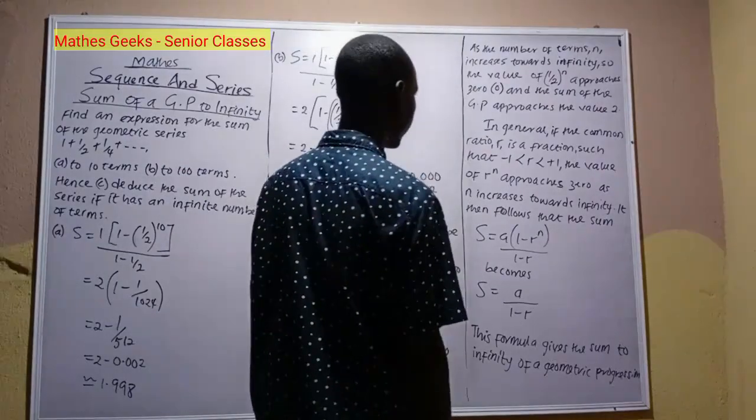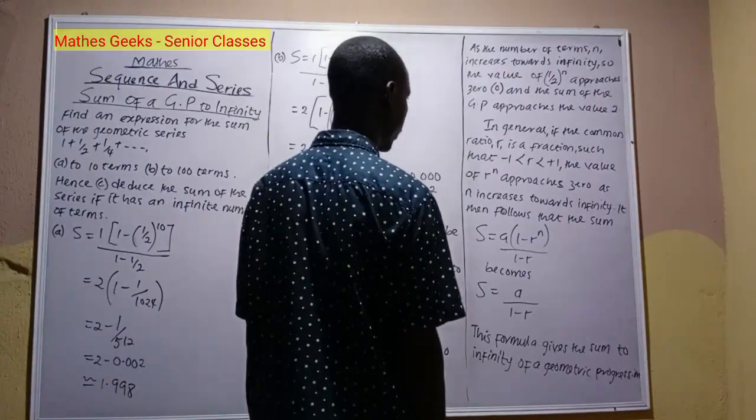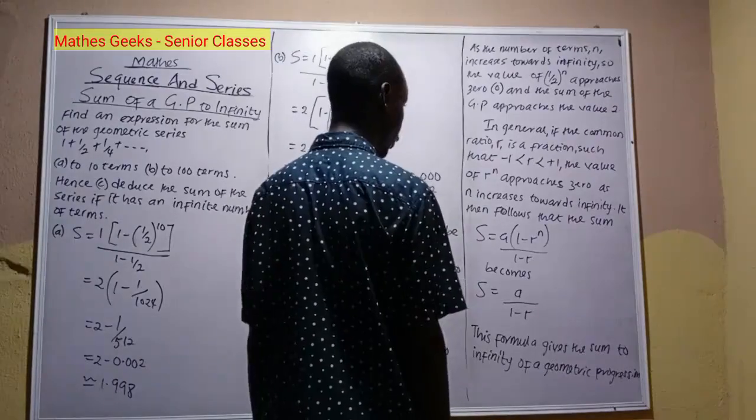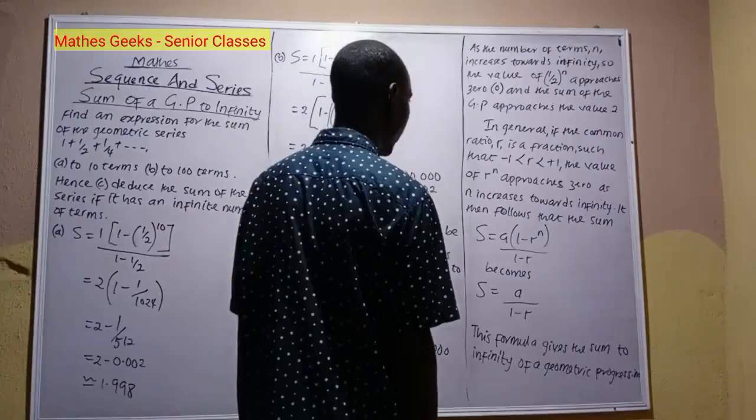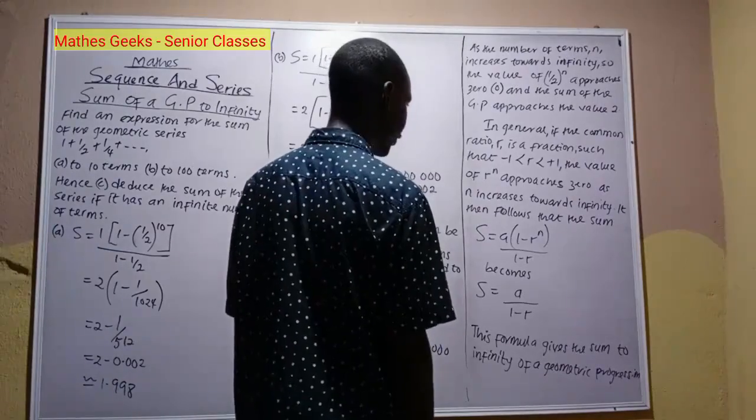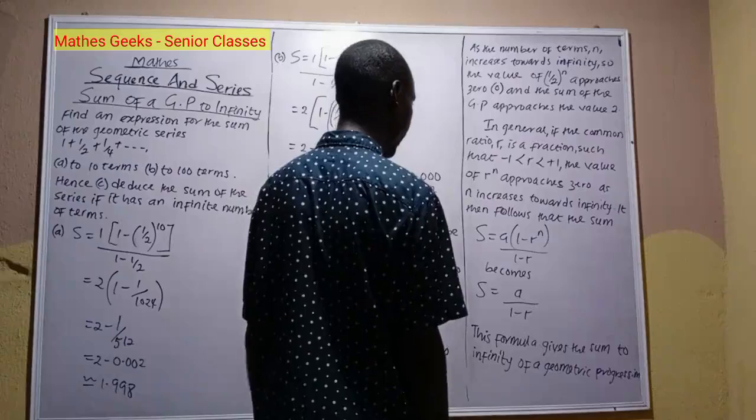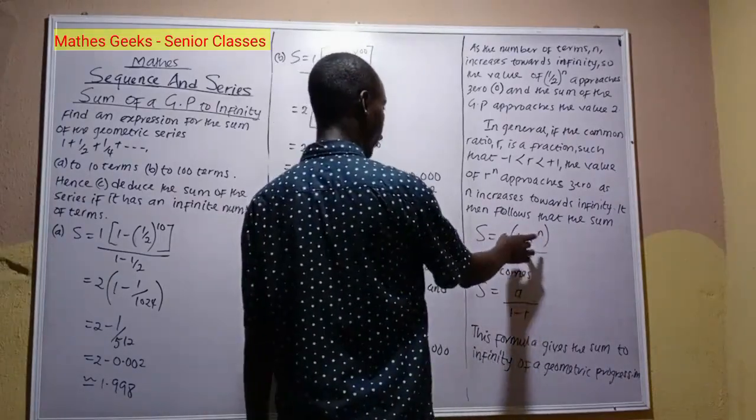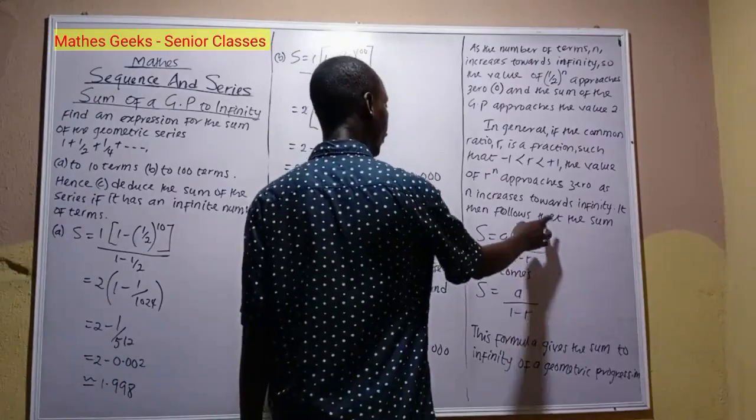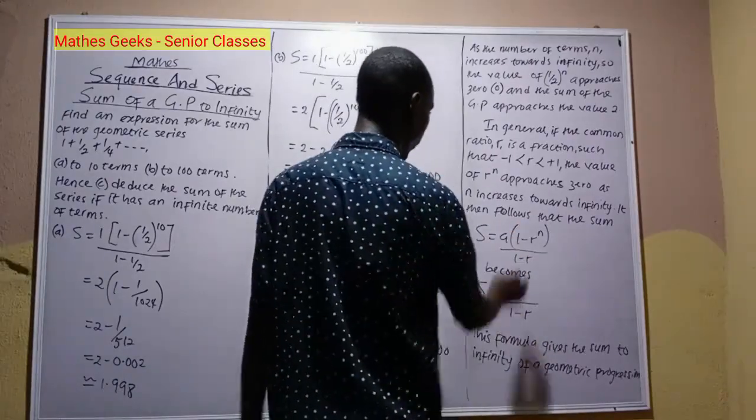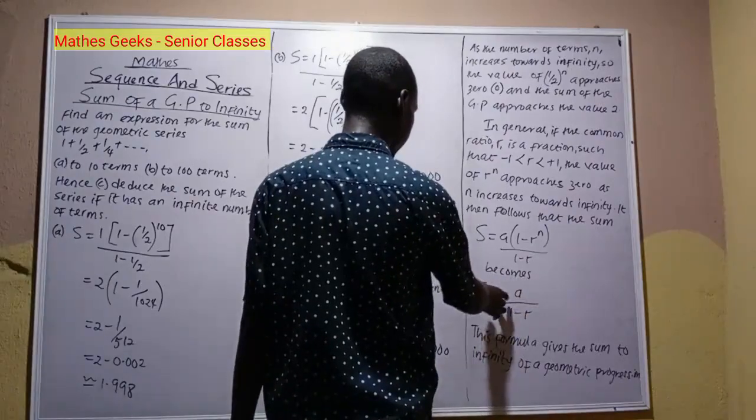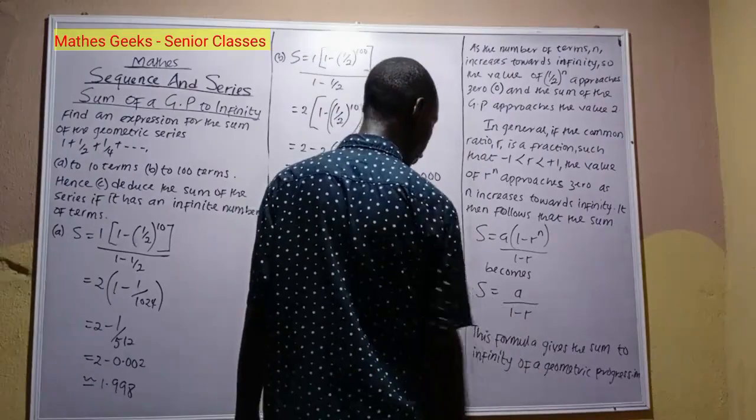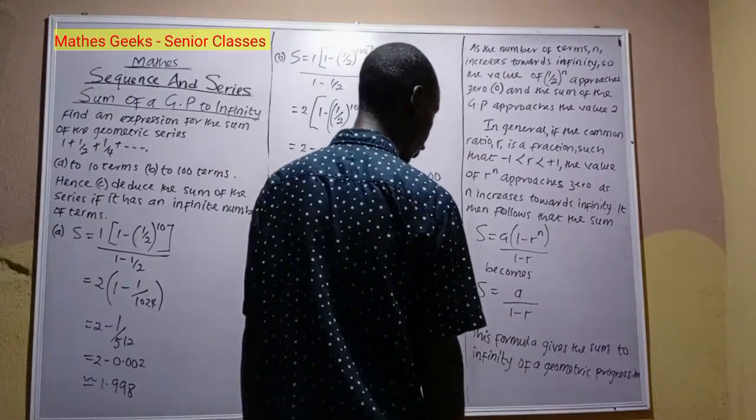In general, if the common ratio r is a fraction such that r is greater than -1 but less than +1, the value of r raised to the power n approaches 0 as n increases towards infinity. It then follows that the sum S equals a(1 - r^n) over 1 - r becomes S equals a over 1 - r. This formula gives the sum to infinity of a geometric progression.